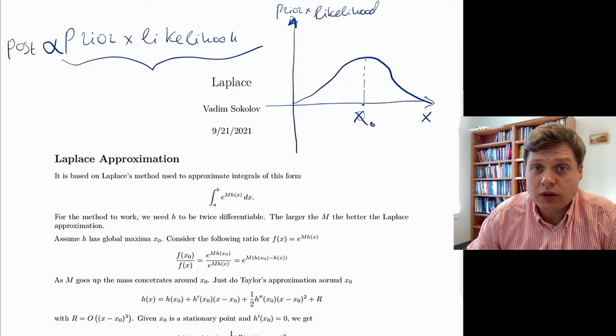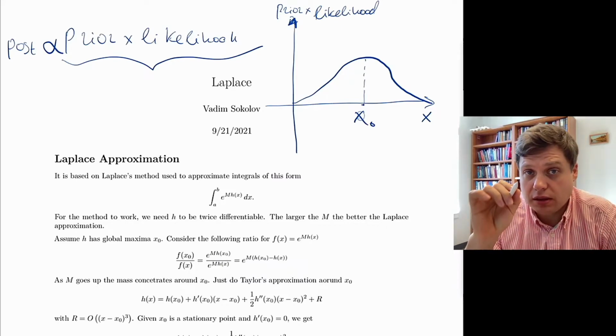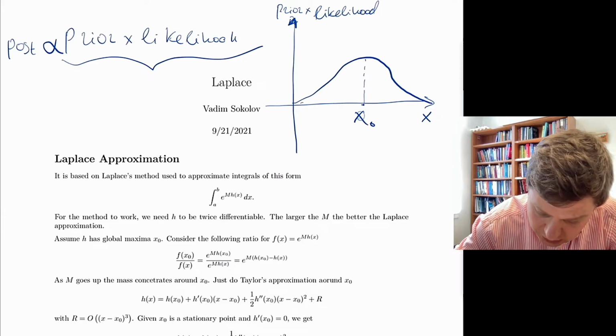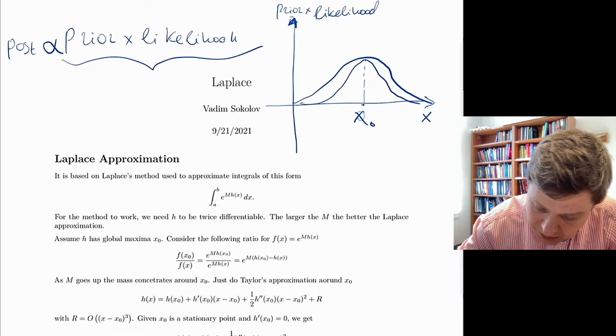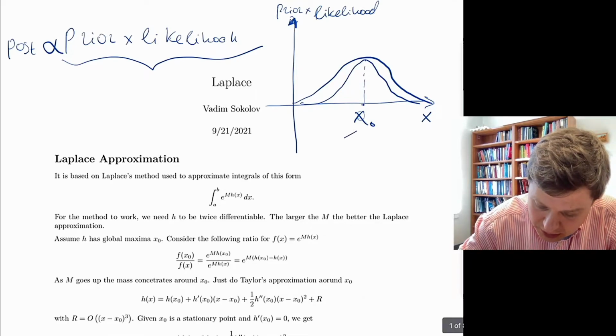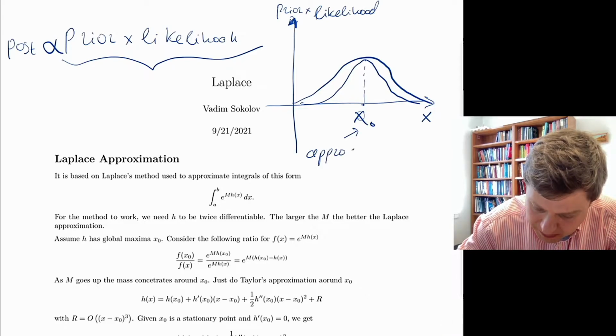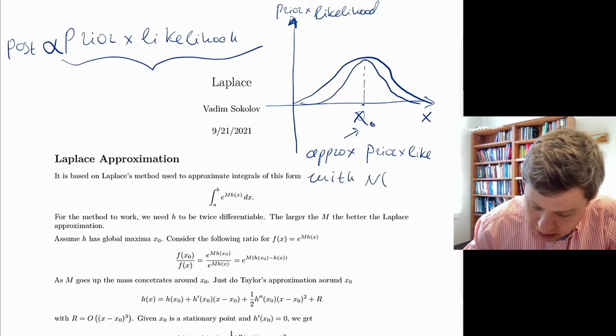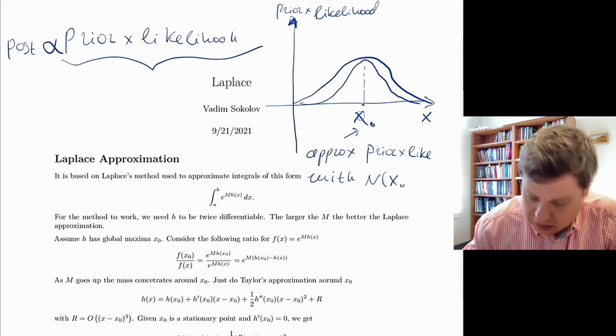And then what we do, we just approximate this curve with a normal bell curve. And we will center this normal bell curve at x0. And so we know the mean. So we approximate the prior times likelihood with a normal bell curve. And the center of this normal bell curve is at x0.